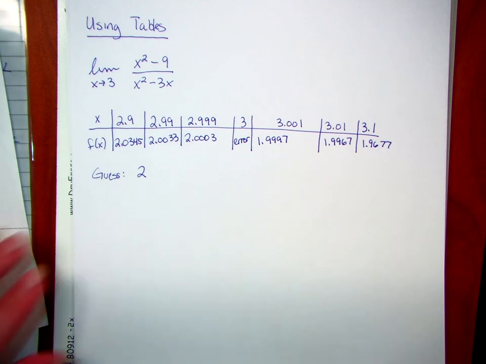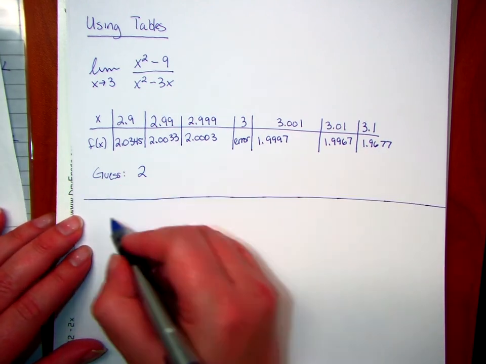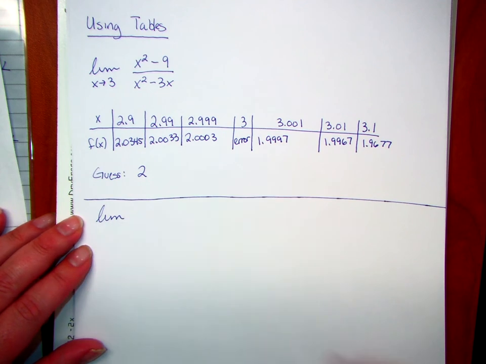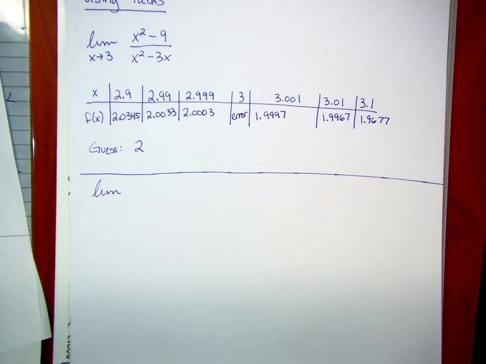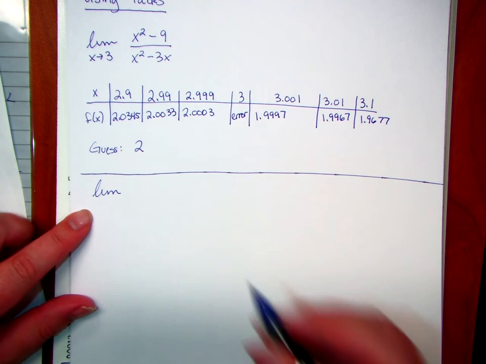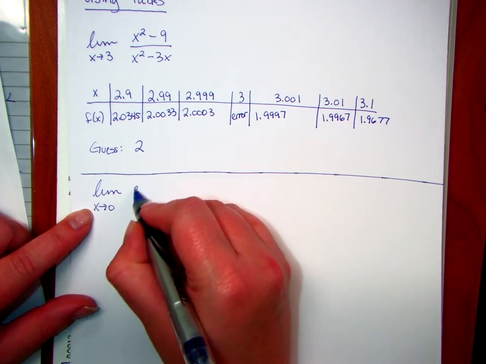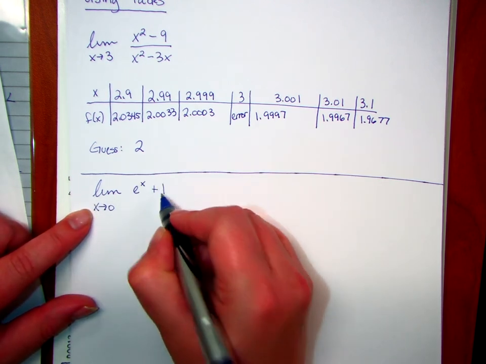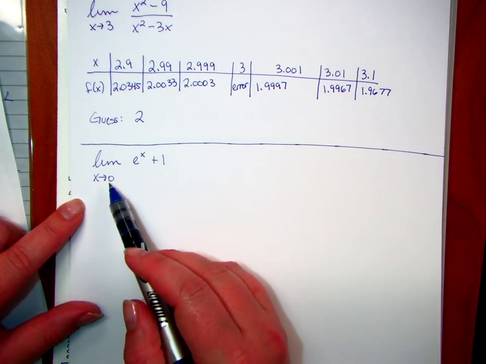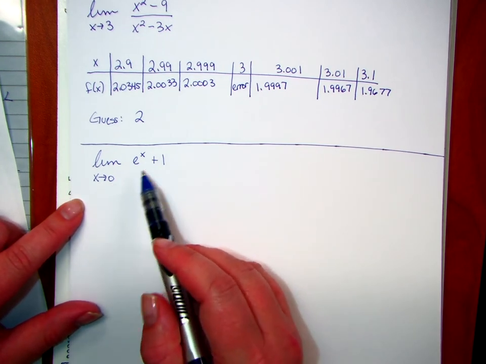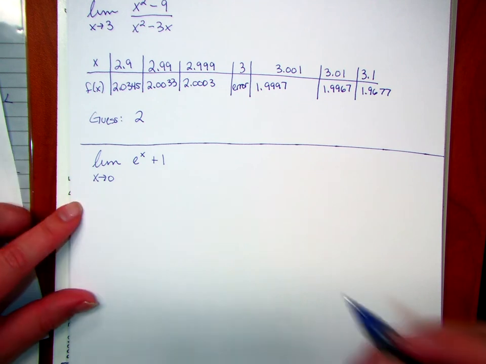So I would like to do just a few more with you, right? One more regular function, and then I'd like to look at some piecewise functions here. So let's do x approaching 0 of e to the x plus 1. So we're letting our x values approach 0, and we want to find the limits of e to the x plus 1.